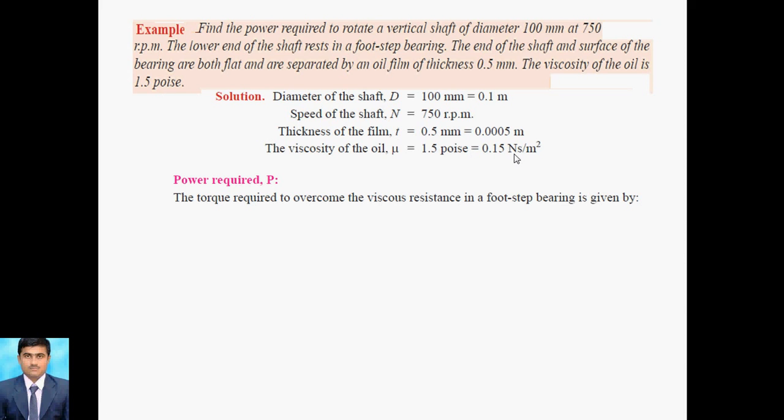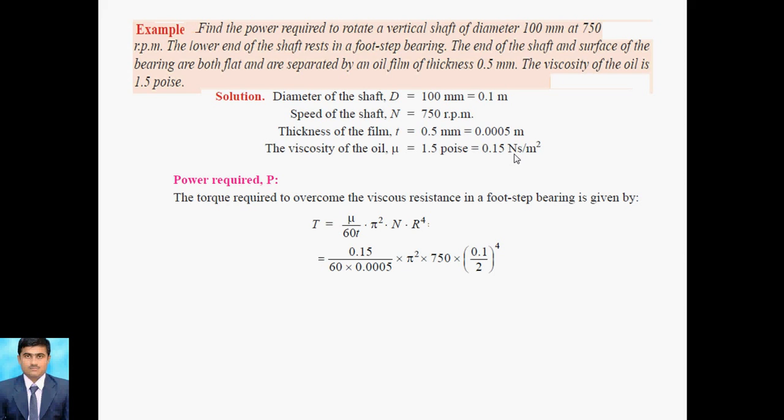Then the power required for the footstep bearing: this is the relation for torque, because P is equal to 2 pi N T by 60. Power is possible, but for the torque we will get the value from the relations. So put the values here. Mu is nothing but 0.05, the viscosity of oil, and 60 as it is.